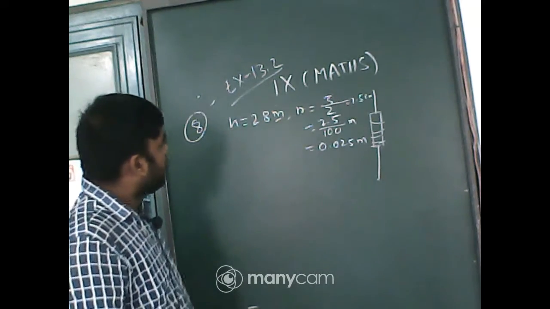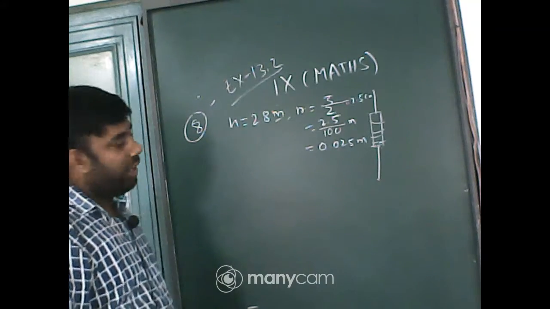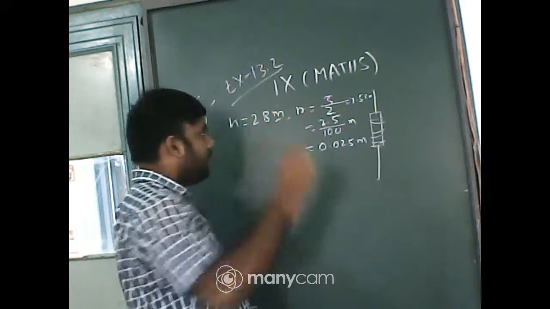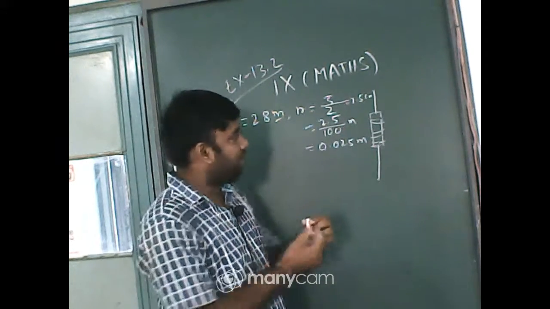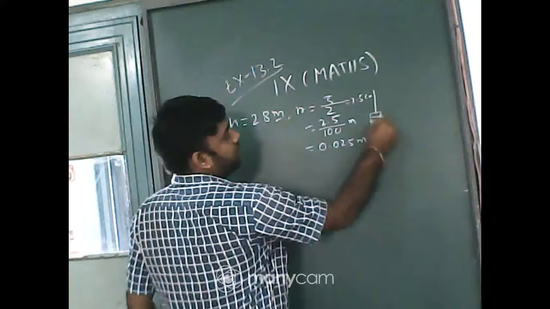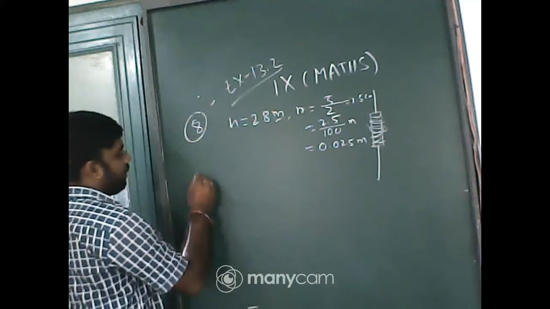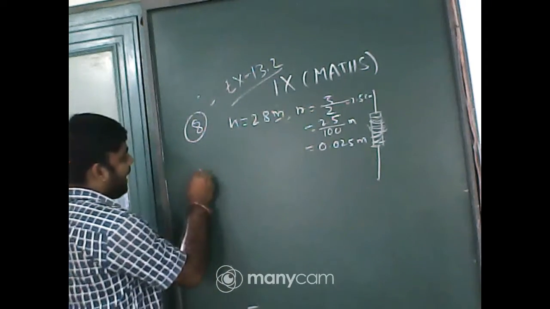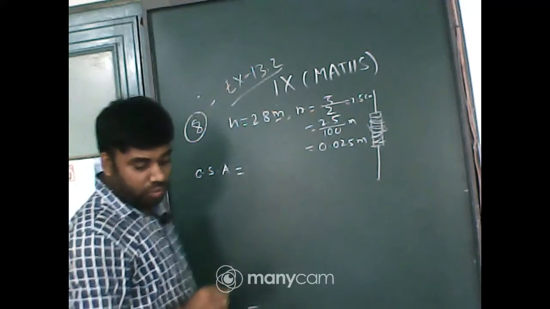0.025 meter. So height and radius are given. Radiating surface means we should calculate the curved surface area, okay, that portion. So the curved surface area of that heating system, CSA equals, what is the formula of CSA?